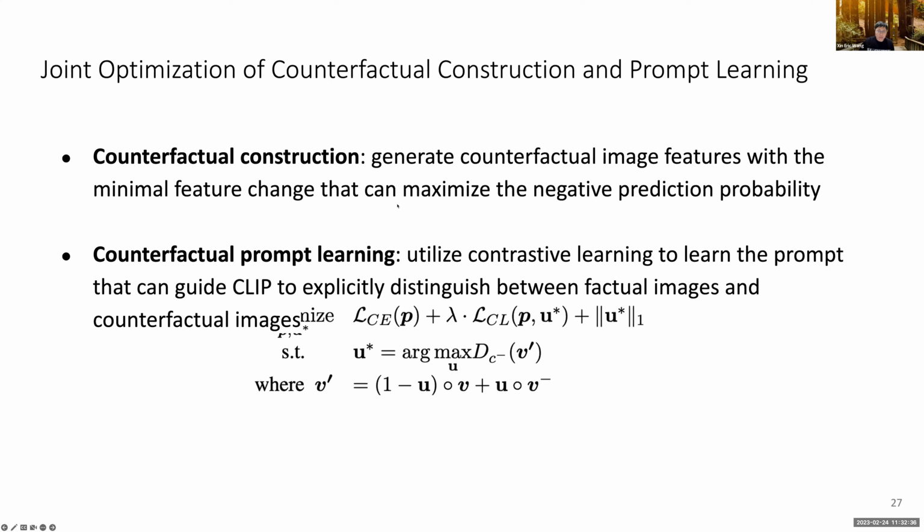And so for counterfactual construction, we basically generate the counterfactual image features with the minimal feature change that can maximize the negative prediction probability. And then in addition to that, we also do counterfactual prompt learning. And we utilize contrastive learning to learn the prompt that can guide the CLIP model to explicitly distinguish between factual images and the counterfactual images we have constructed. Here is the learning objective. Basically, we minimize three losses: the cross entropy loss, the original learning objective for fine-tuning the CLIP model, the contrastive learning loss here, as well as the counterfactual construction loss.